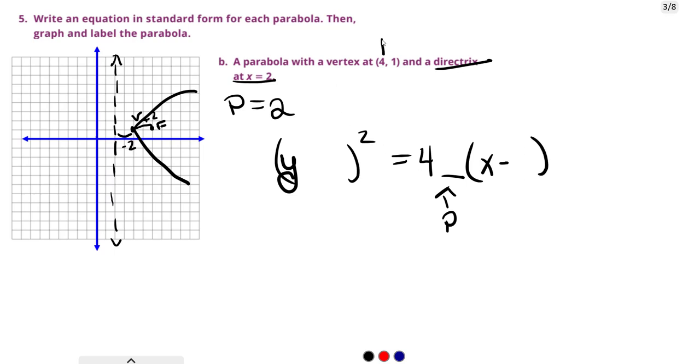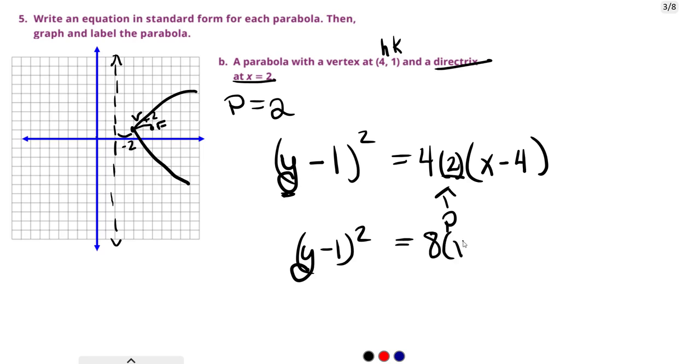And so remember, this is (h, k). Remember though that everywhere that there's a y, we're going to use the y value, so that's going to be the 1. It goes in opposite, so it was positive 1, so it's a negative 1. The p was 2, so I'll multiply by 2. And then the x value was 4, so minus 4. And so simplifying it down, (y minus 1) squared is equal to 8(x minus 4).